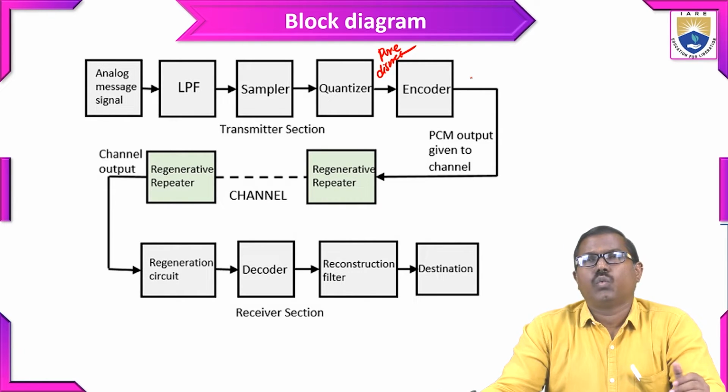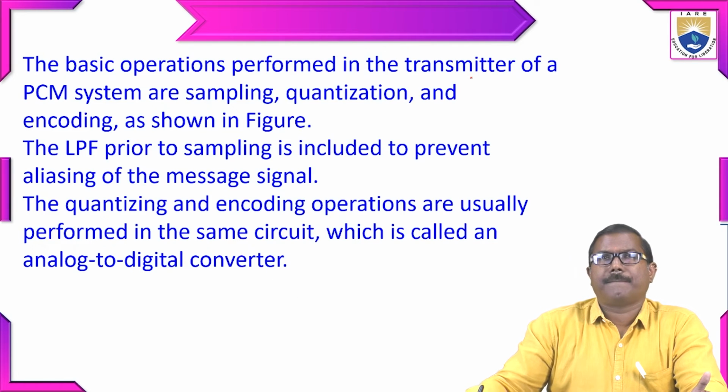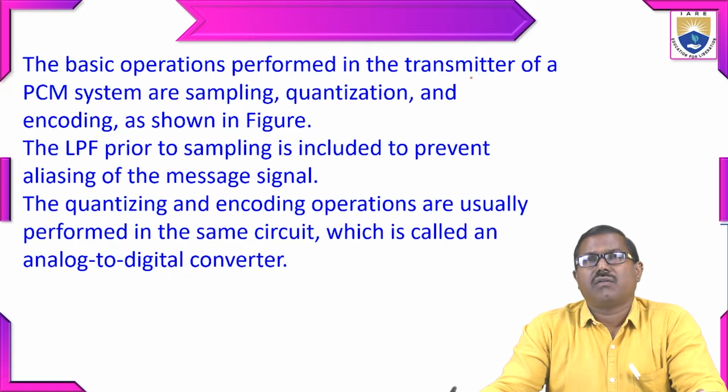After the channel, we go to the receiver section. The receiver section has a regeneration circuit, then a decoder, a reconstruction filter, and finally the destination. So this is the PCM block diagram. Now we are going to discuss the operations of this block diagram one by one. The basic operations performed in the transmitter of the PCM system are sampling, quantization, and encoding.